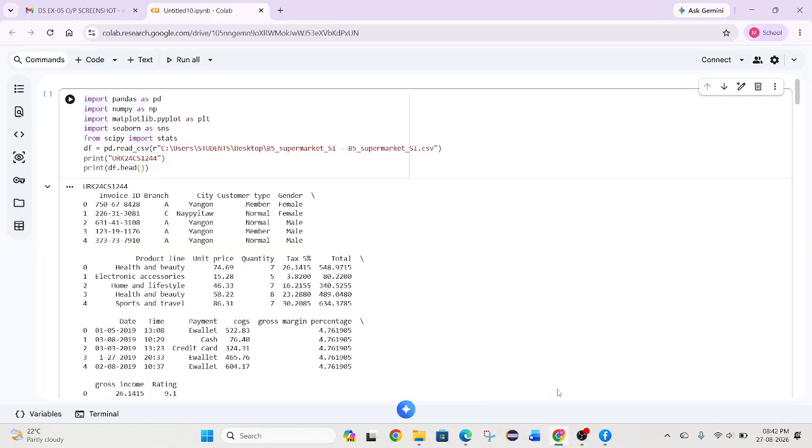Hi guys, today I'm going to explain experiment 5, statistical inference, from the data science ecosystem lab. In this experiment, I am using a supermarket dataset and applying different statistical methods. First, we find the sample mean and population mean. Then we calculate 95% and 99% confidence intervals.